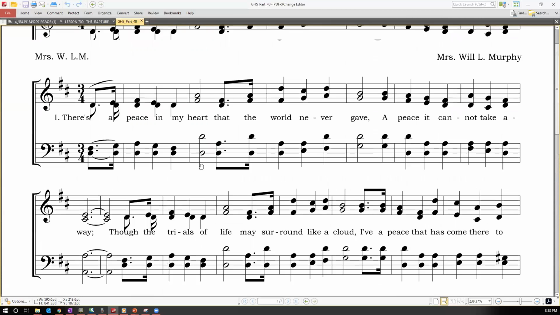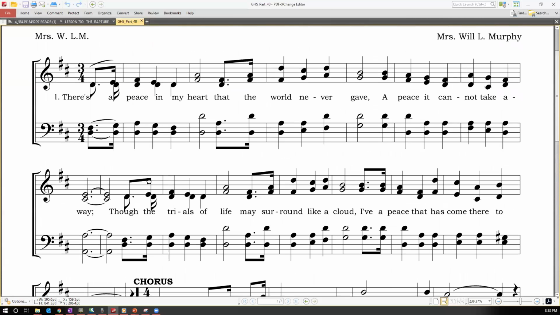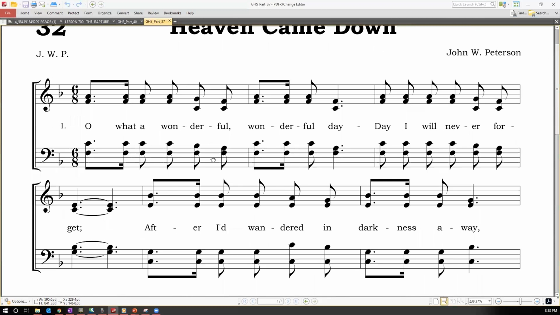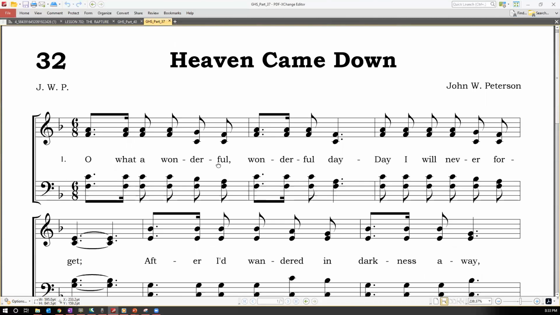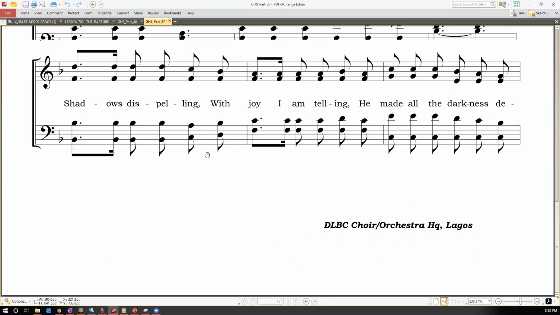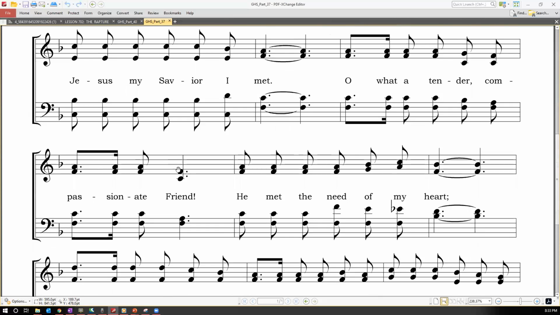Okay, so that's one example of where the time signature changes in the music. But in most other GHSs, the time signature stays the same. Here we have hymn 32, Heaven Came Down, and we see it's a 6/8, and the 6/8 continues across even the whole sheet.